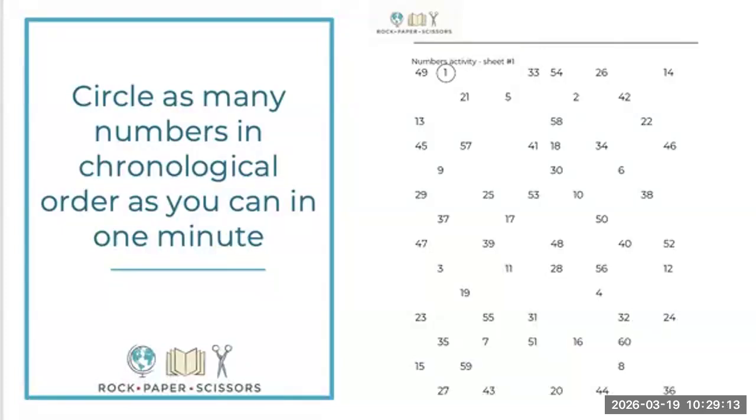Any questions other than why the heck are we doing this, Leanne? But is that task clear? You can see one on the screen. I want you to find two and then three and then four, etc. Any questions? Okay, then begin. You've got 1 minute. Go, go, go, as fast as you can, as many numbers as you can.